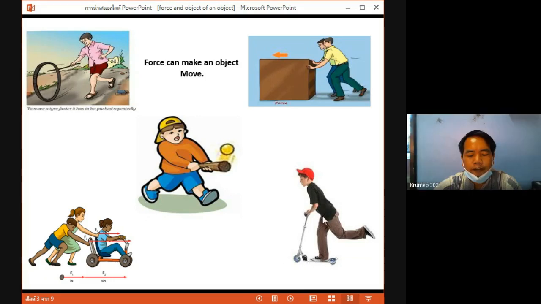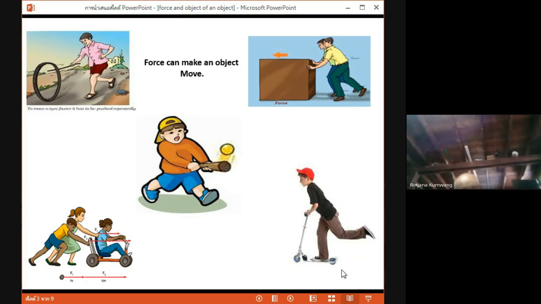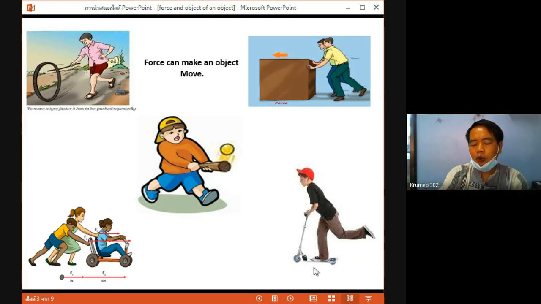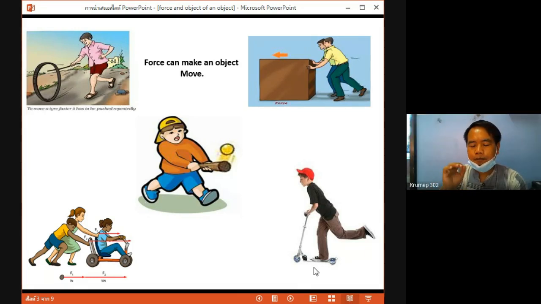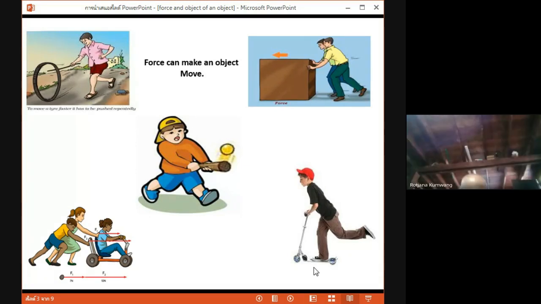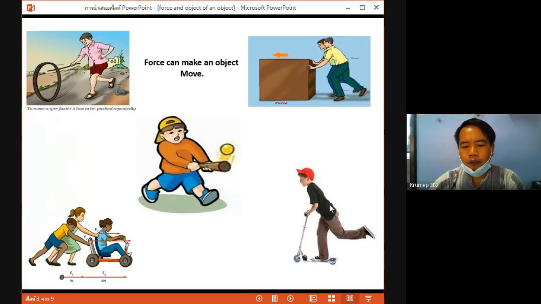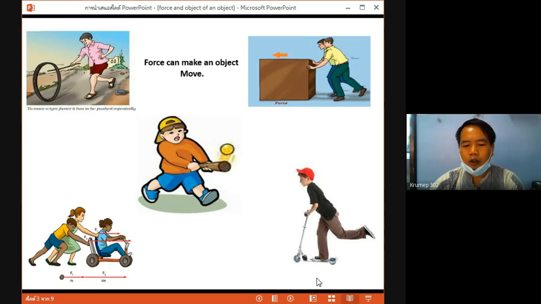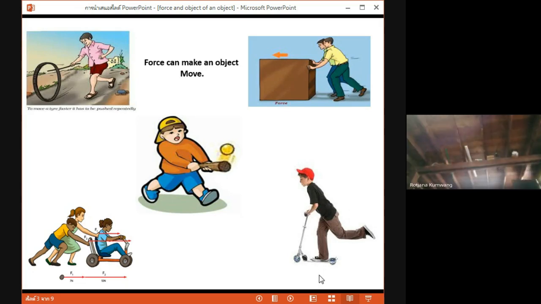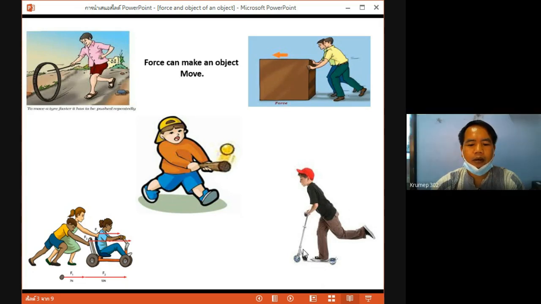So if the boy wants to move fast, he will have power to move forward or move fast. And if the boy wants to move slowly, she will make his feet move slowly. The power is less. Okay.